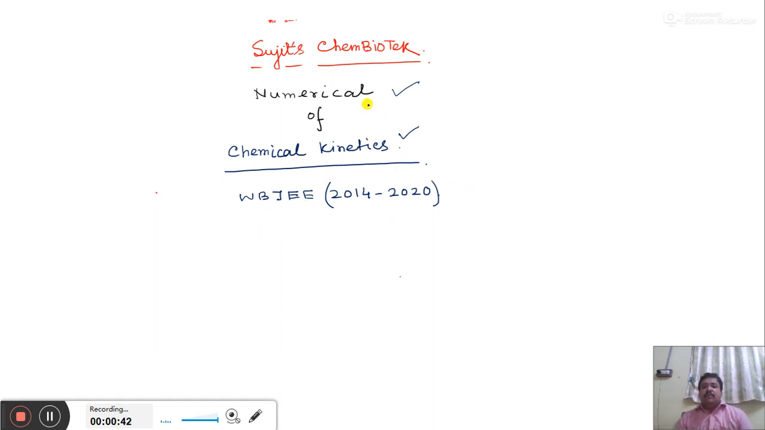Now, in the topic of numerical chemical kinetics, it is seen that every year in the joint entrance examination, one or two questions of this chapter came in this West Bengal Joint Entrance Examination.